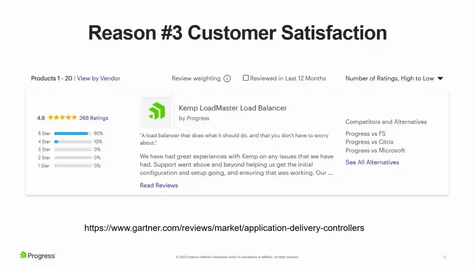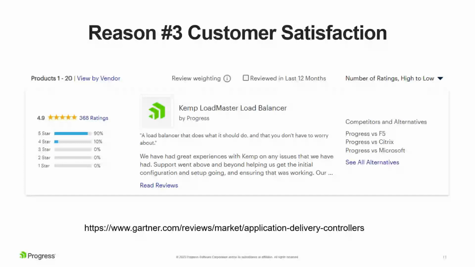You'll gain instant insight into what the actual user community thinks about customer satisfaction, which is a key indicator of whether you want to make a strategic investment or continue with your existing investment in critical products for your application environment. Progress Kemp LoadMaster holds the #1 position in the reviews and has for years. This ranking is super important when you're making critical decisions about your budget.